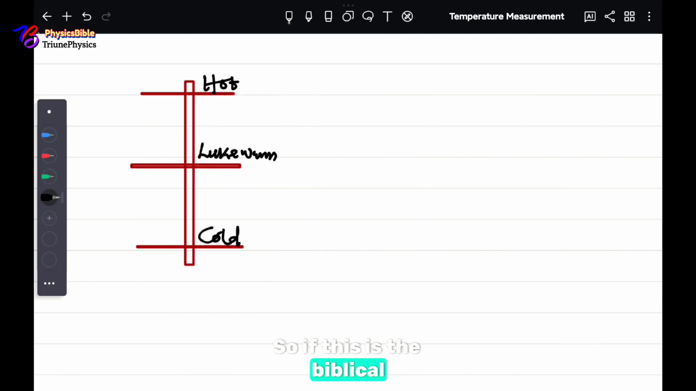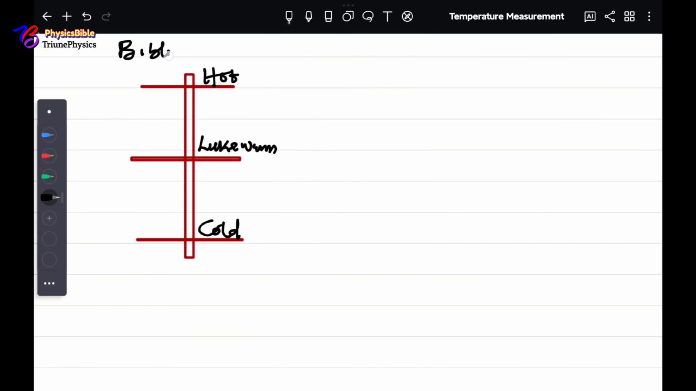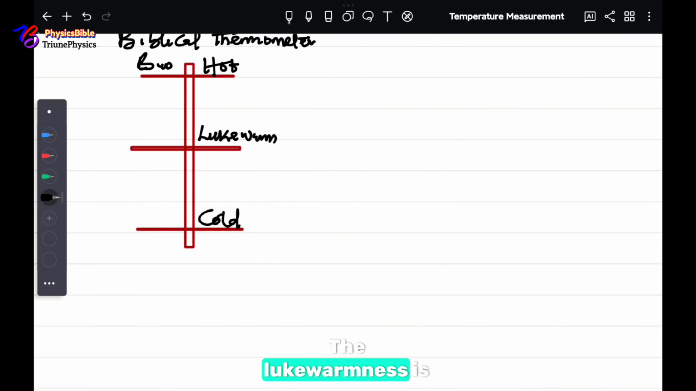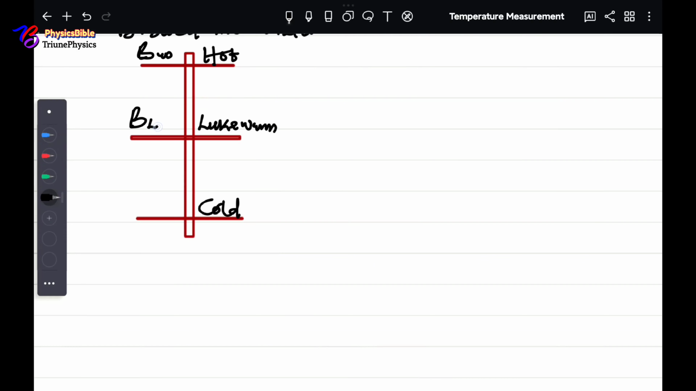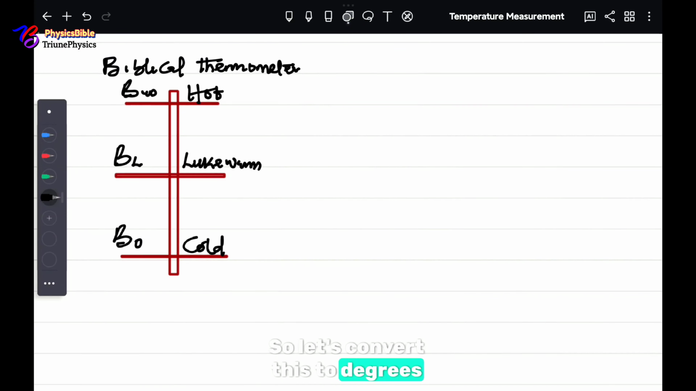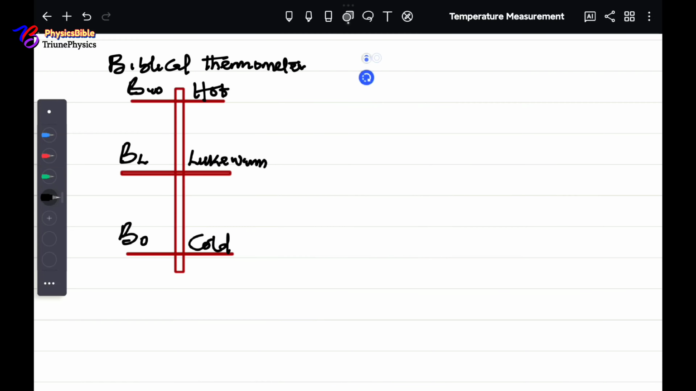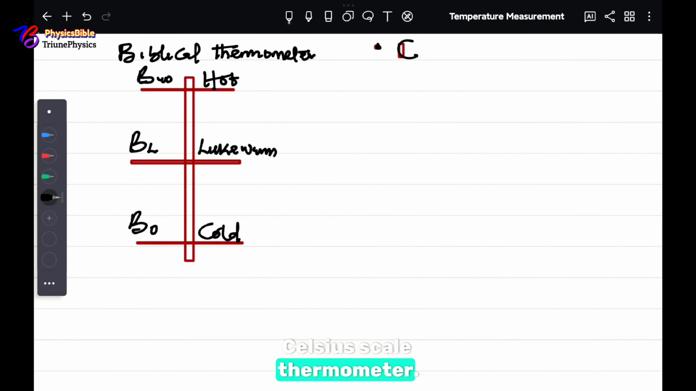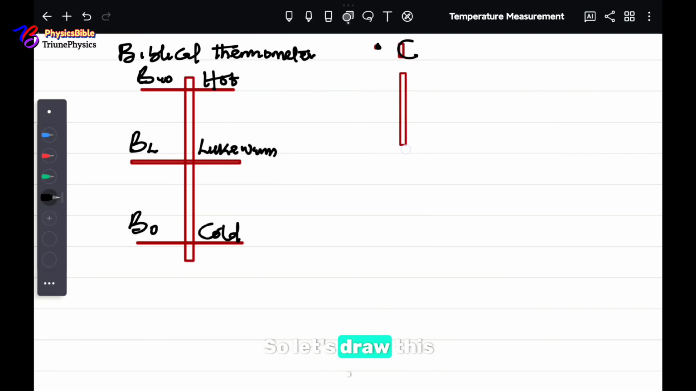So if this is the biblical thermometer, then you recall, let's assume that the hotness is B of 100, the lukewarmness is B of L, and the coldness is B of 0. So let's convert this to the degrees Celsius scale. Let's convert this to a degrees Celsius scale thermometer. Is that clear? So let's draw this.